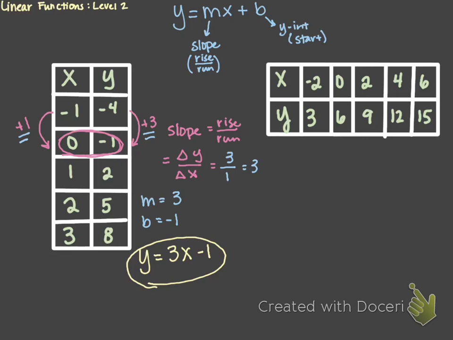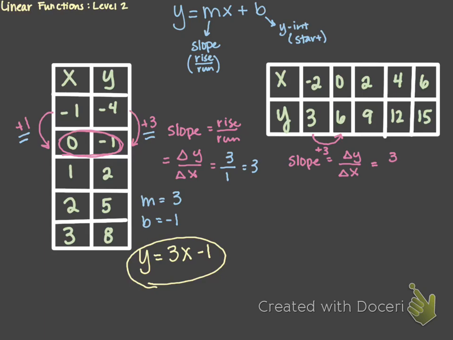Alright, we're going to do the same thing for our next table. So the first thing we want to identify is our slope. Once again, our slope is going to be that change in the y values over the change in the x values. So if we look at the y values, we're going from 3 to 6. So we are adding 3. So the change in the y values is going to be a +3.